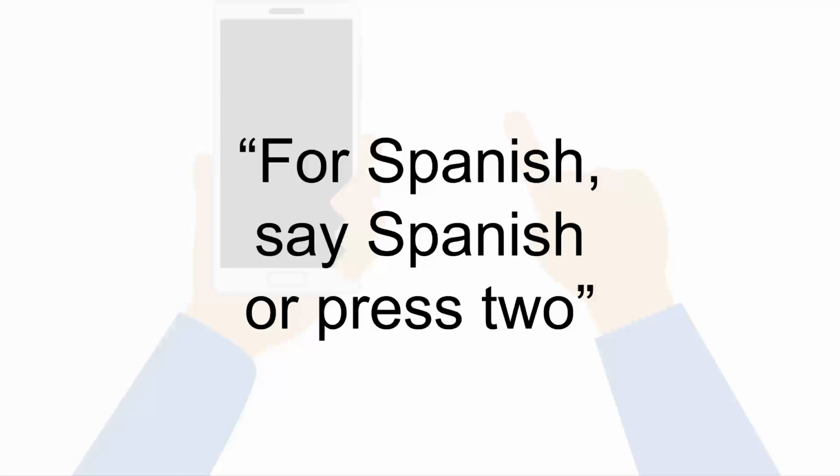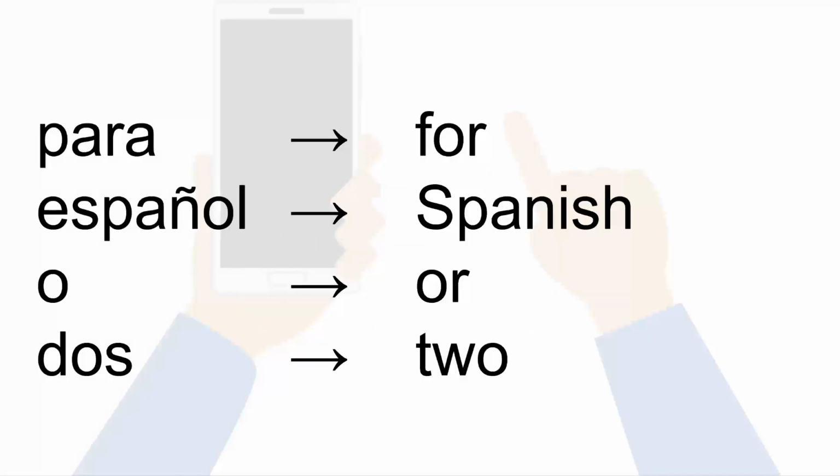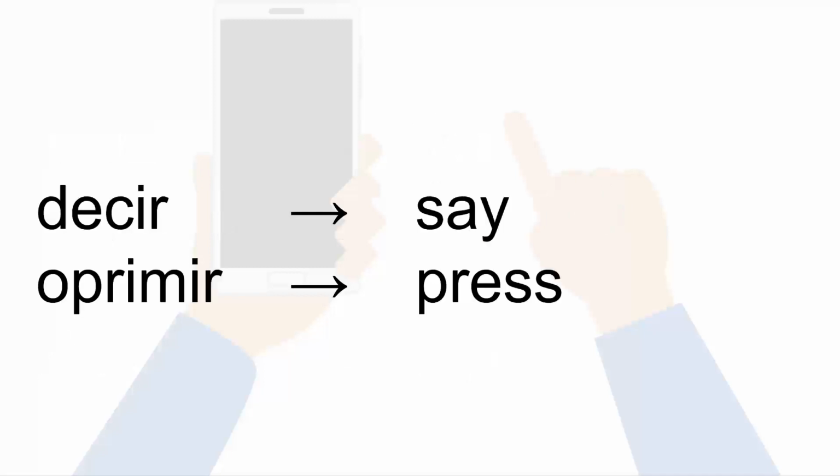Let's break it down. Para means for. Español means Spanish. O means or. And dos means two. And the verb decir means to say. And the verb oprimir means to press.